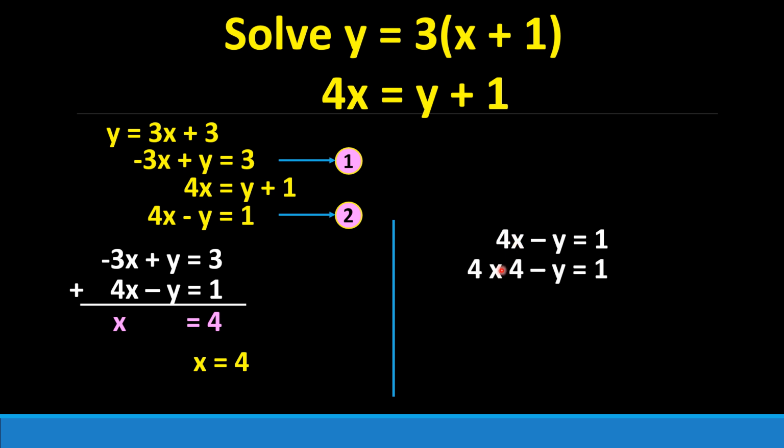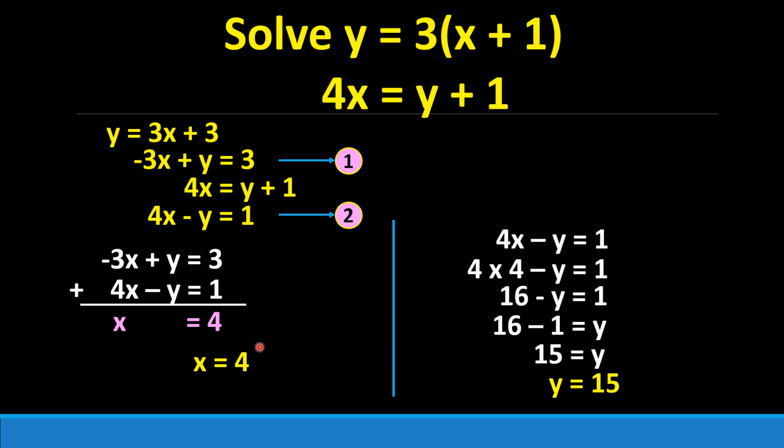So that is 4 into 4 minus y is equal to 1. 4 into 4 is 16. So 16 minus y is equal to 1. And then 16 minus 1 is equal to y. So y is equal to 15. Hence, the solution of this problem is that x is equal to 4 and y is equal to 15.